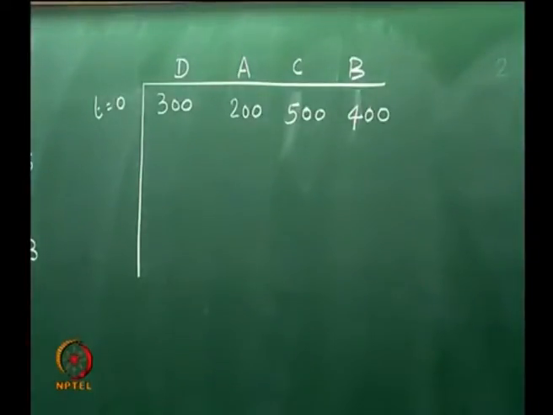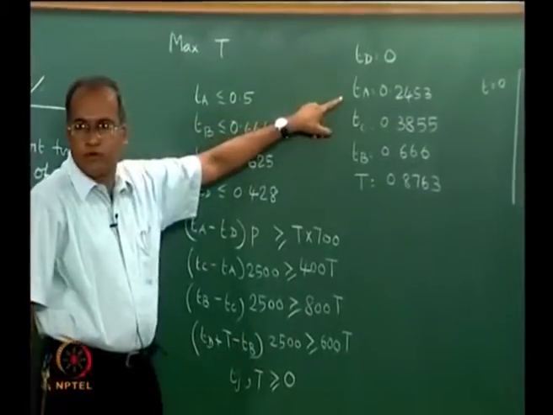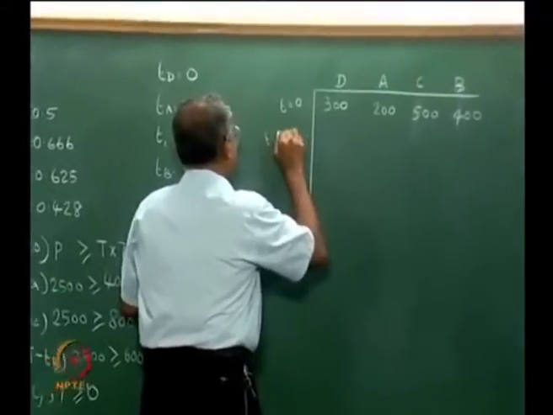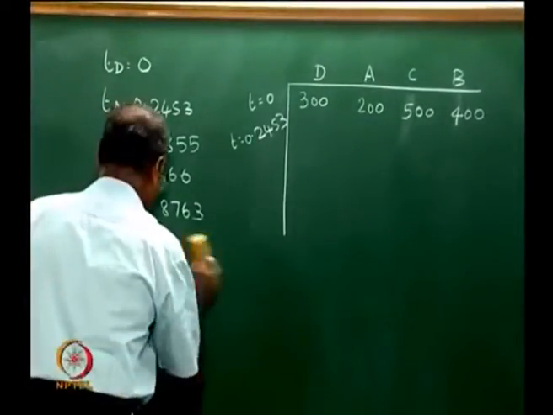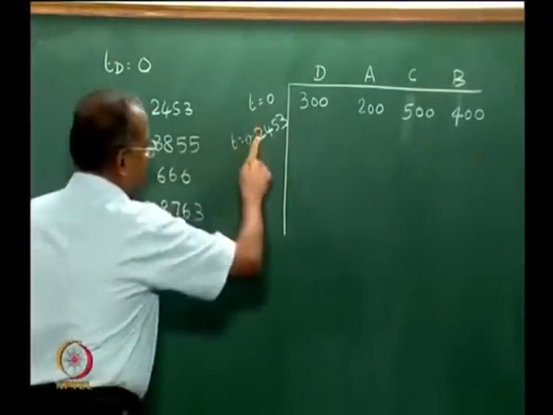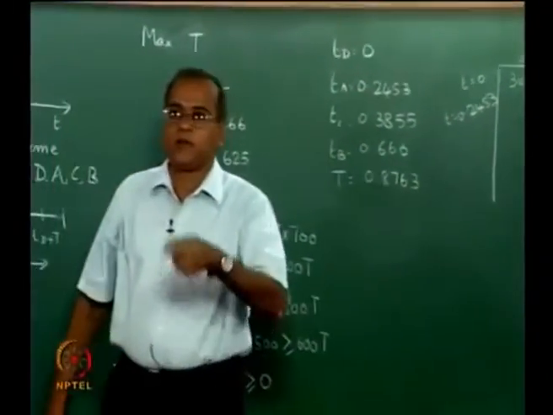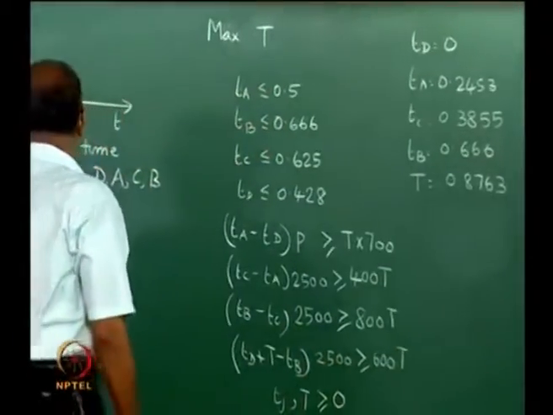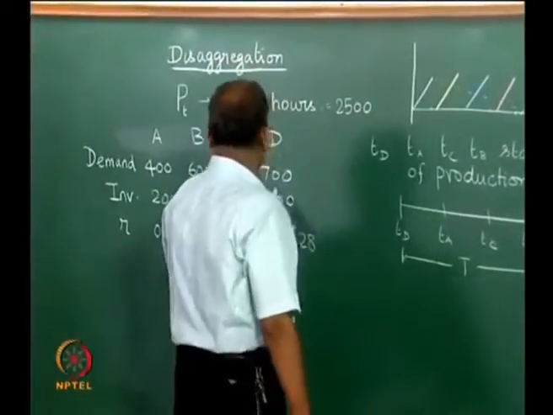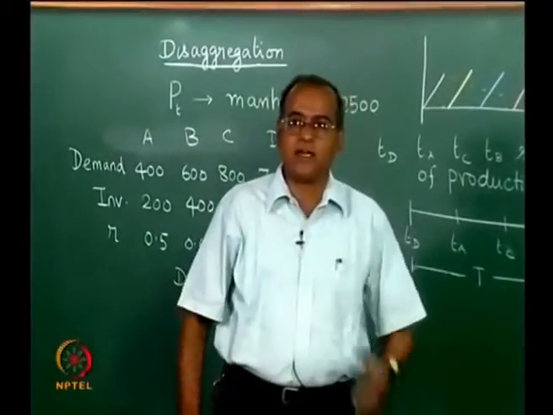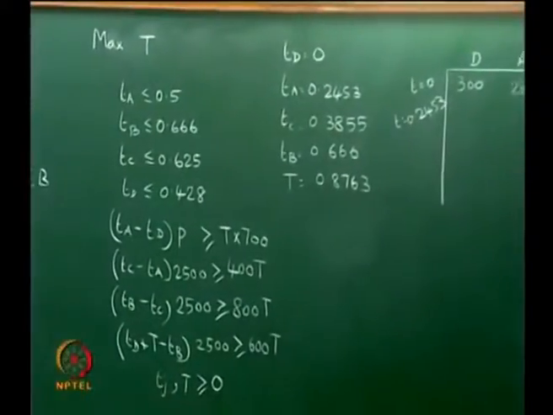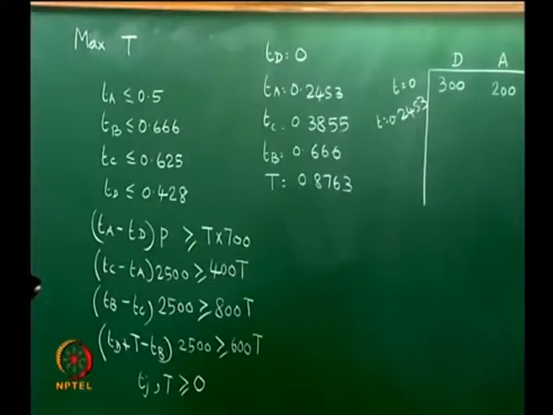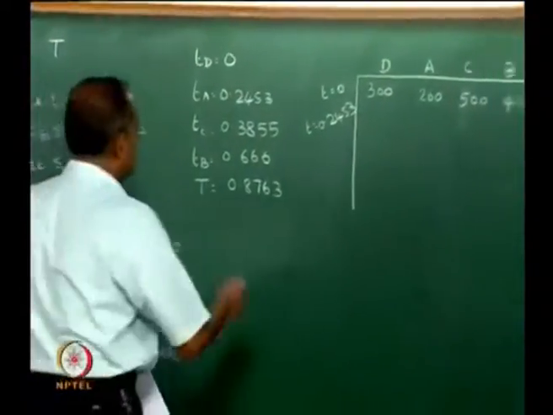Now, what we are doing is we start production of D at time equal to 0 and we produce D for 0.2453 months. So, let us look at what are the inventory positions at t equal to 0.2453 months. Now, this period we are producing D, at the same time we are consuming D while we produce. So, we are producing at the rate of 2500 man hours, we are consuming at the rate of 700 man hours. So, the net inventory build up is at the rate of 1800, and it is built up for a period 0.2453. So, the inventory at that position is 1800 into 0.2453 plus 300, which will be 741.54, which approximates to 742.